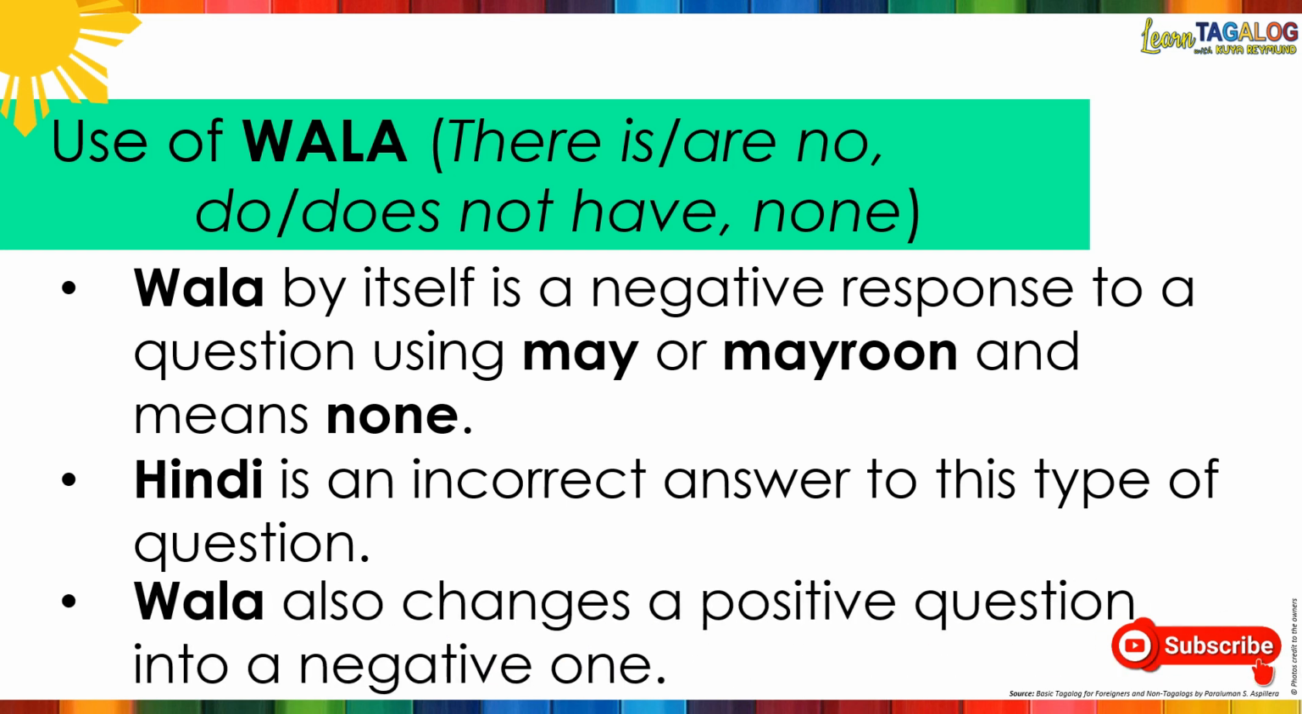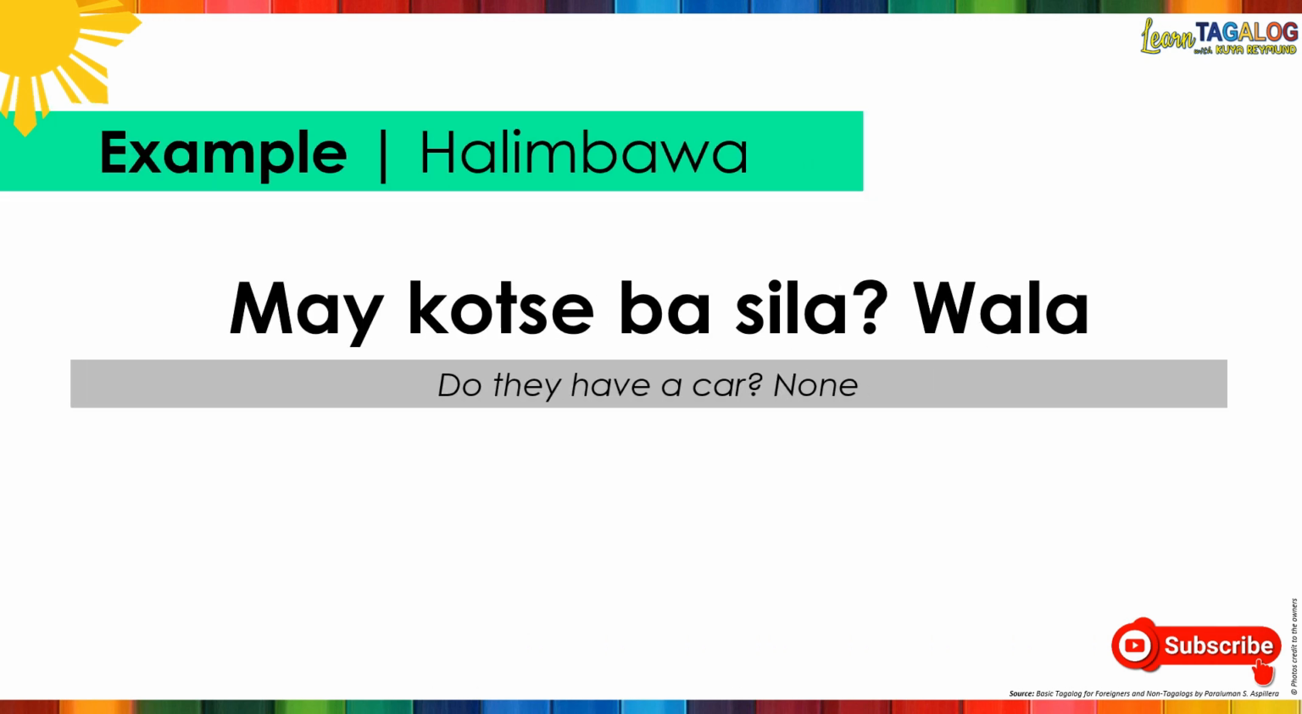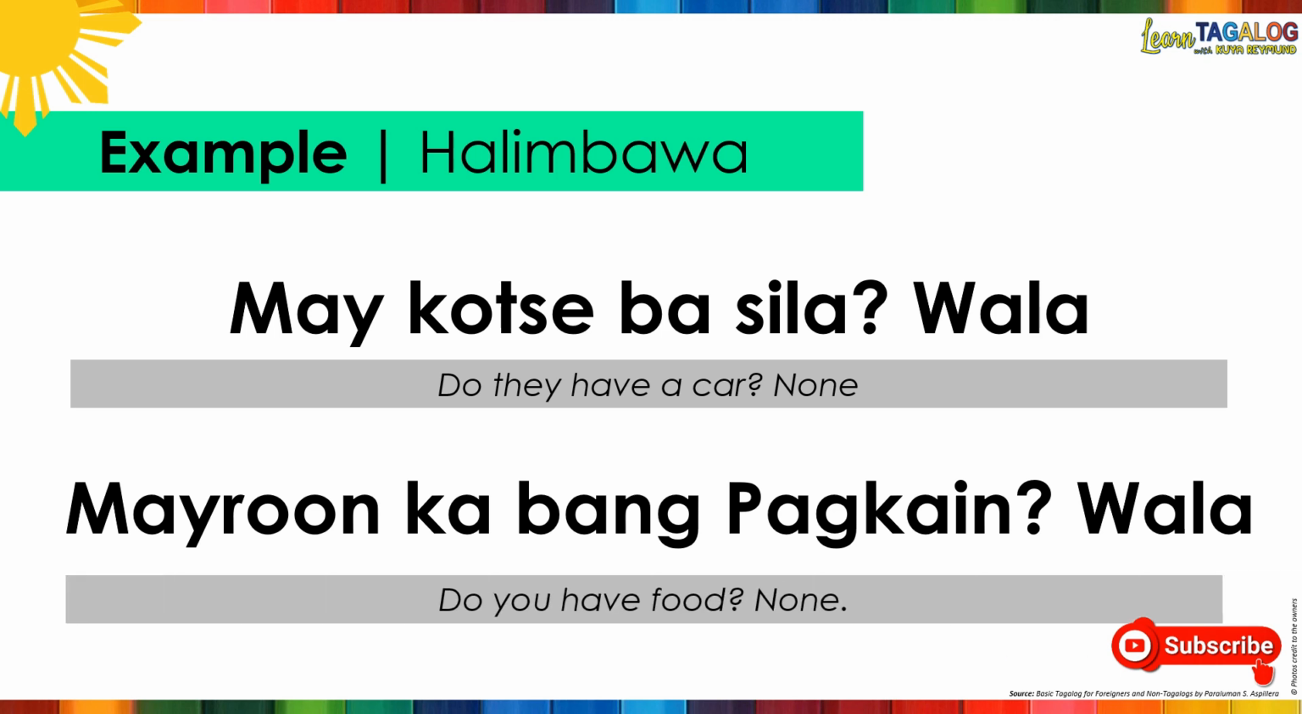Okay, next, wala also changes a positive question into a negative one. We have here an example or halimbawa, may kotse ba sila? Do they have a car? Kotse is a car. And then if you want to answer that with none, you say wala. And hindi is an incorrect answer for this. May kotse ba sila? Wala. Wala silang kotse. Another one is, meron ka pa bang pagkain? When you say pagkain, that's food. And then if you answer none, you say wala.